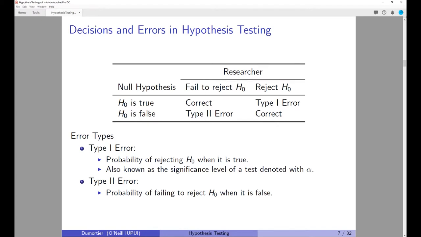Now suppose that H0 in reality is correct, but that you simply have a very bad sample, or a sample that can be considered an outlier. So H0 is true, but you reject H0, then you have conducted a type 1 error. Note that the significance level of the test alpha is the probability that you're doing a type 1 error. A type 2 error occurs if H0 is actually false and you are failing to reject H0, then you have done a type 2 error.